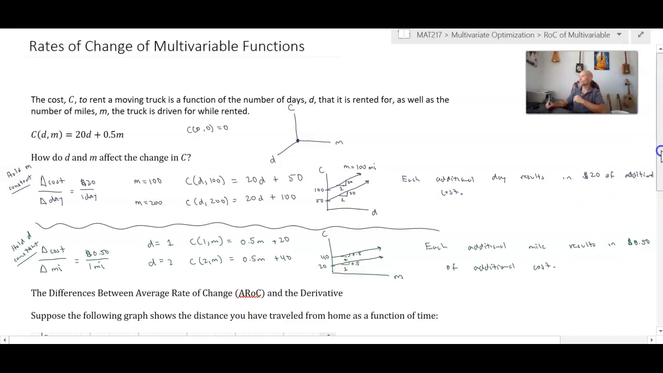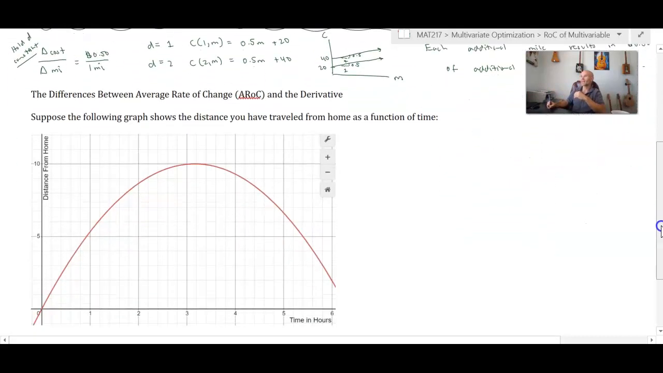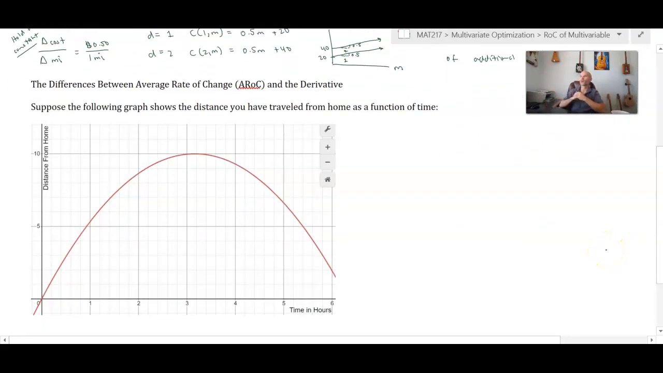Now before we get into talking about derivatives, because here we didn't need to use any derivatives since we're dealing with constant rate of change. But constant rate of change is not always true. We often have functions that may change variably. For example, let's take a look at this situation here. We're going to study the impact of the difference between average rate of change and the derivative. So suppose the following graph shows the distance you have traveled from home as a function of time.